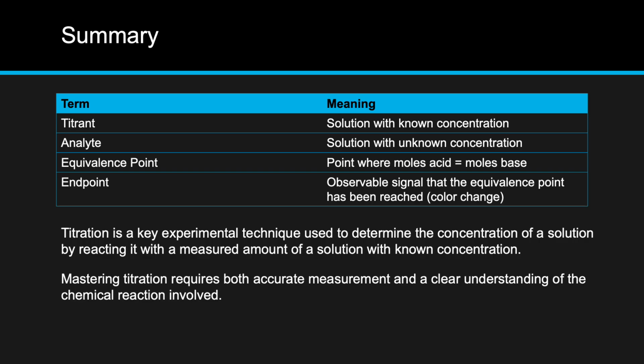So to summarize this lesson, please know the terms titrant and analyte and where those are found. The titrant is going to be found in the burette. The analyte will be in the Erlenmeyer. Your equivalence point is where your moles of acid equal your moles of base. Your endpoint is the actual observable signal that the equivalence point has been met, or color change with indicator. Just remember that titration is a key experimental technique used to determine the concentration of a solution by reacting it with a measured amount of a solution with a known concentration.